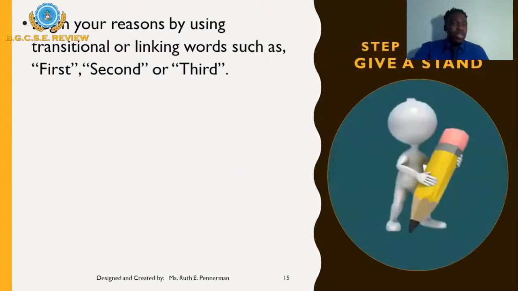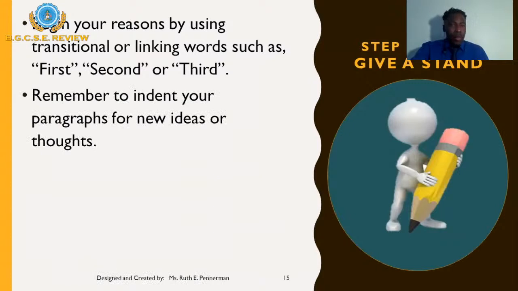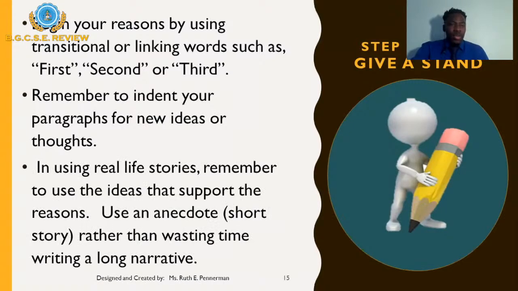Begin your reasons by using transitional or linking words such as first, second, or third. Remember to indent your paragraphs to new ideas or thoughts. And in using real-life stories, remember to use the ideas that support the reasons. Use an anecdote or short story rather than wasting time writing a longer story, because you want to make sure that you secure your 3 to 4 strong points as it relates to your position, your stance.